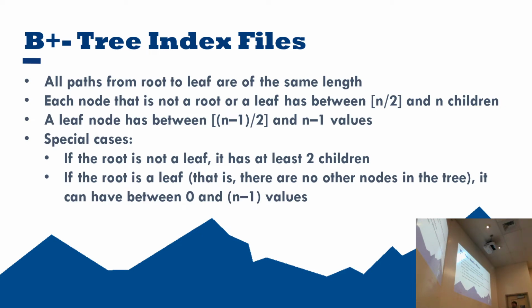Okay, so 5 minus 1 equals 4. Does that make sense? Now, if we were to say 4 divided by 2, what does that give us? 2. So in that example, we'd be between 2 and 4 for the number of values. Now, most likely that'd be 3, wouldn't it?